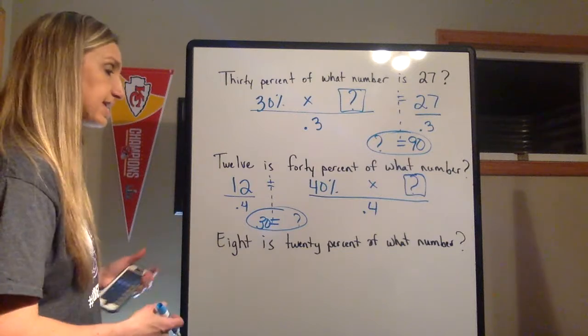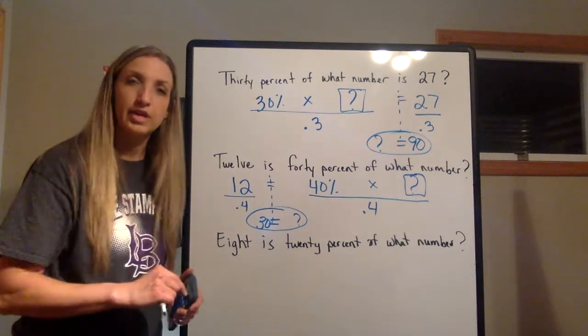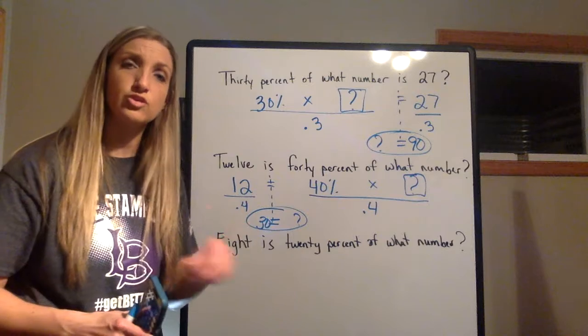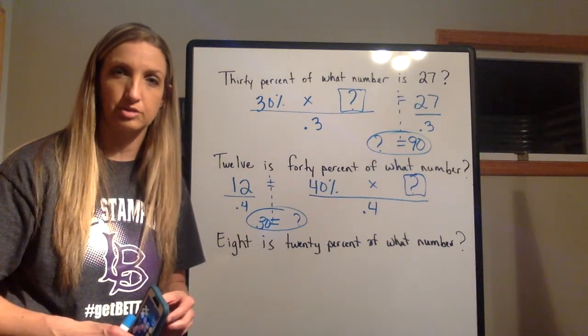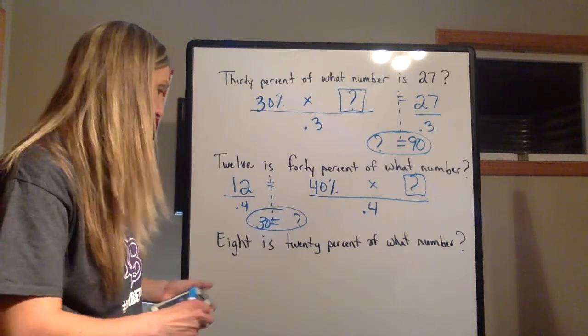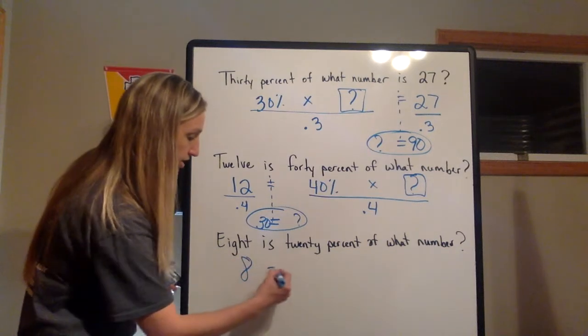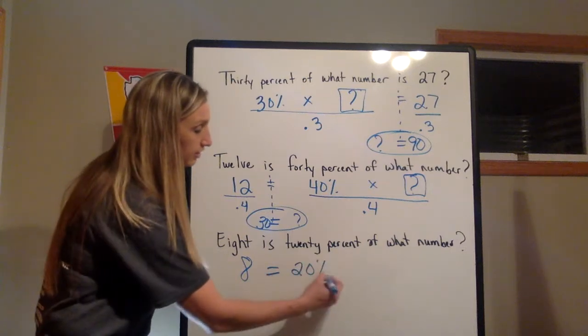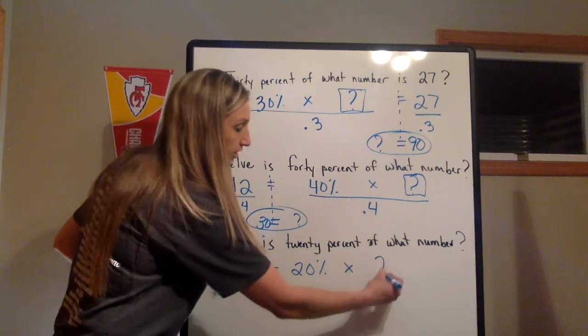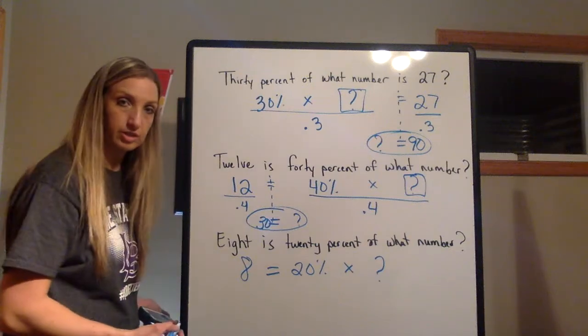Let's do another one. 8 is, and I was going to tell you, at any time, pause this video and you work the problem out first and then play it and see if you got it right. That would be a great learning tool, a great strategy to use as you learn new things, okay? So 8 is, I'm going to replace that with an equal sign. 20% of means times of what number? I'm going to put a question mark there, okay?